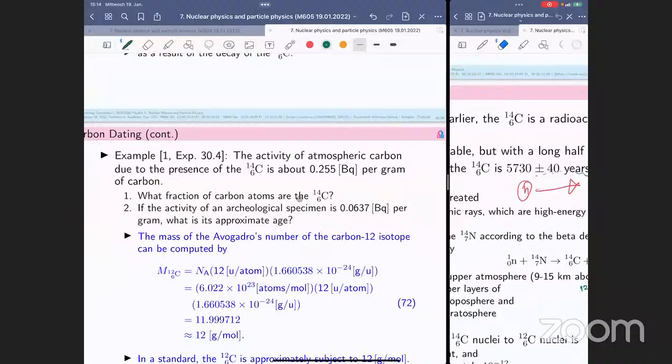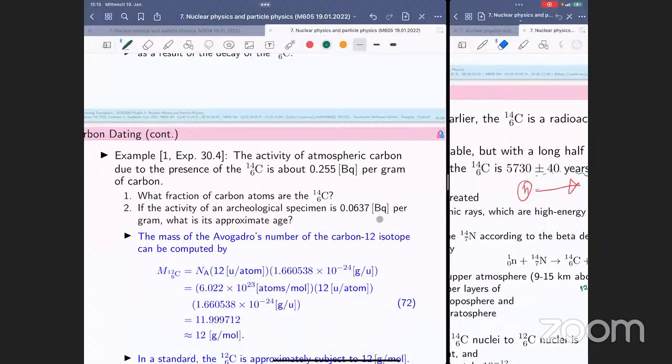So what fraction of carbon atoms are carbon-14? We are going to find the fraction of carbon-14 in that object. If the activity of an archaeology specimen, some organism piece, is found to be 0.0637 becquerel per gram, what is the approximate age of that?